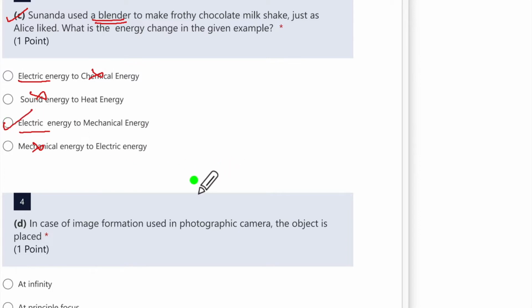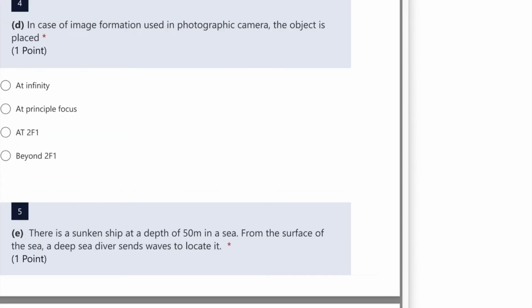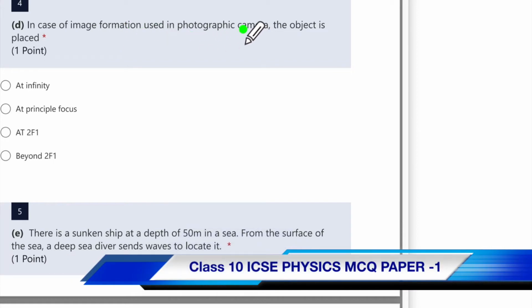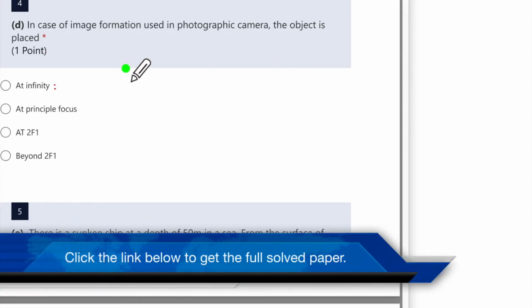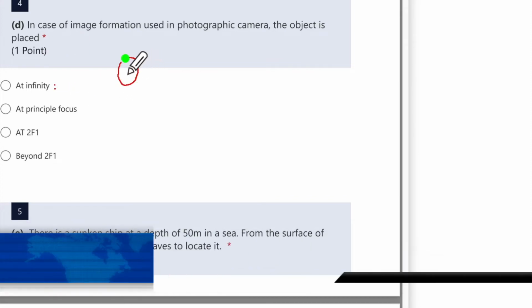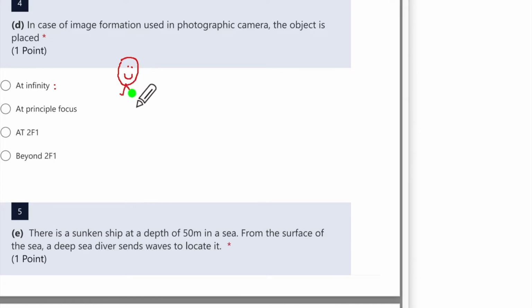In case of the image formation used in photographic camera, the object is placed, and we have four options. The first one says at infinity. Now, if the object is at infinity, then from infinity, the rays will come parallel to the principal axis, or they'll be parallel to each other, and the image formed will be highly diminished.